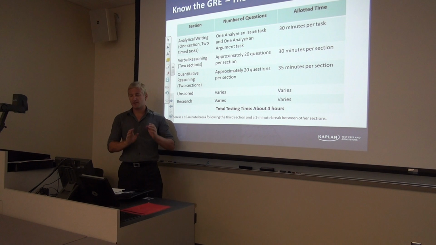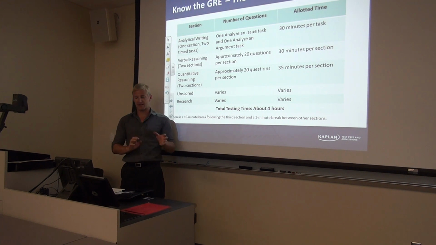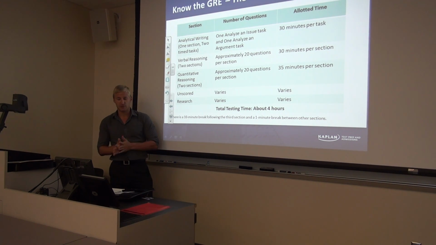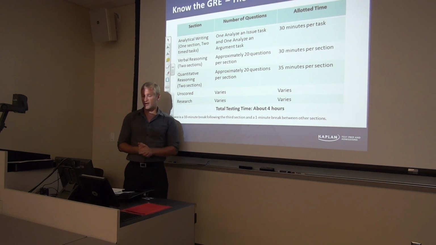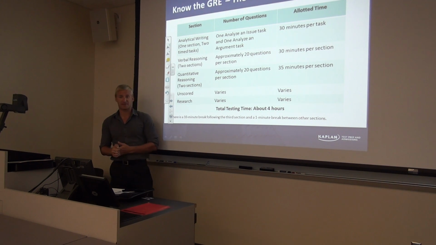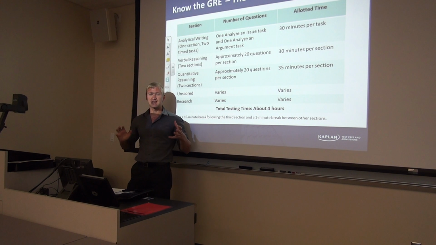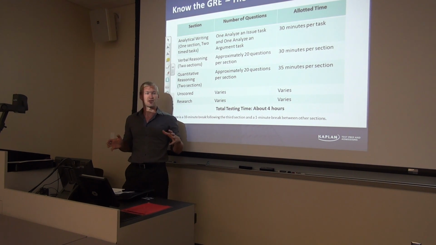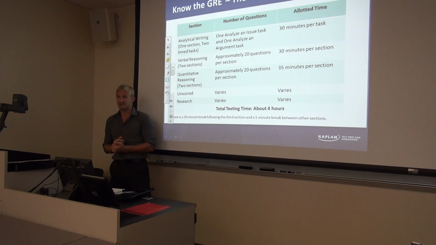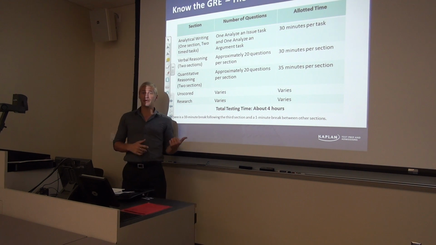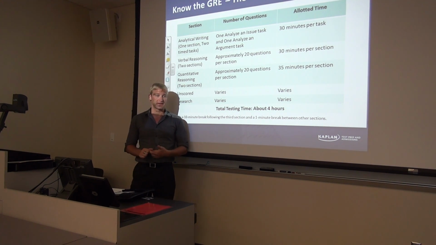Then you'll have 2 verbal reasoning sections and 2 quantitative reasoning sections. Each one will have approximately 20 questions. For the verbal reasoning, you'll have 30 minutes per section, and for the quantitative reasoning, you'll have 35 minutes per section. So from how this sounds, it does sound like a lot like the SAT. You're going, okay, this sounds like a similar format to the SAT. It will be on the computer. That's going to be the first big difference.